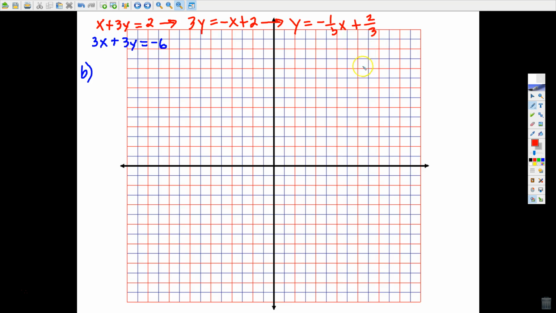Okay, so let's go ahead and graph the red equation. I've got a y-intercept this time of 2/3. So I'm going to approximate where 2/3 is, just below positive 1. And then from there, we're going to count a slope of negative 1/3. So I'm going to go up 1, left 3. Or if you would rather, you could go down 1 and right 3. And grab your straight edge. And we're going to connect those.